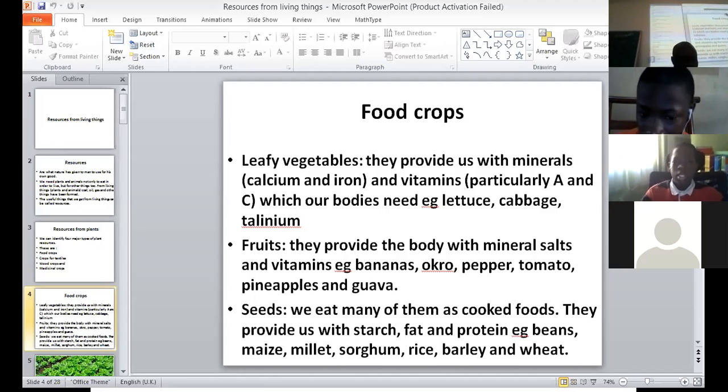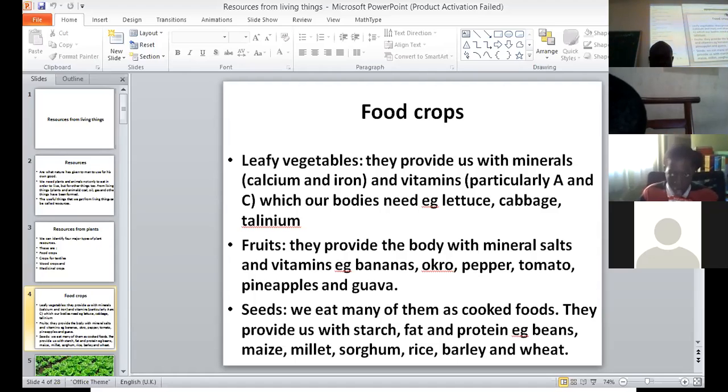Okay. And you know fruits, we don't need to start expatiating so much on that. They provide the body with mineral salts and vitamins. Banana, you like it, I know. Pineapple, you like it. Guava, yeah, maybe not many like that, but some people like it. Sister Shako, I hope you are copying your notes.